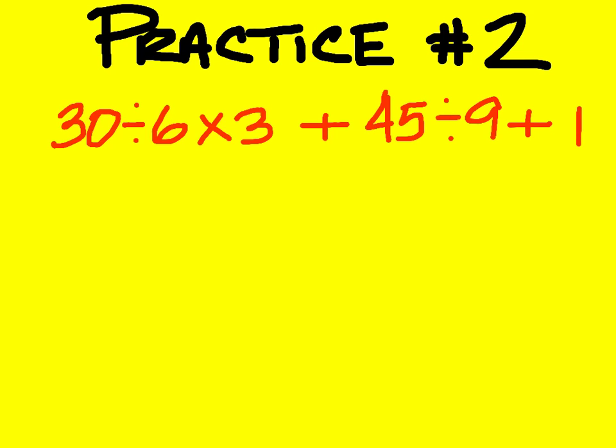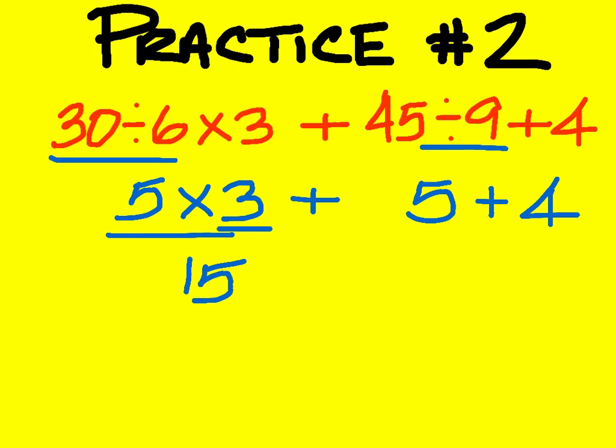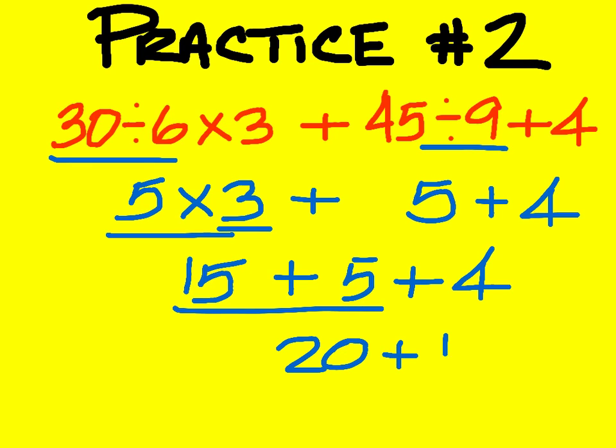Practice problem number 2. 30 divided by 6 times 3 plus 45 divided by 9 plus 4. The solution, 30 divided by 6, is 5. Keep this. And then 45 divided by 9 is 5, and plus 4. 5 times 3 is 15. Add 5, add 4. 15 plus 5 is 20, plus 4 is 24. If you have that, come and get it.